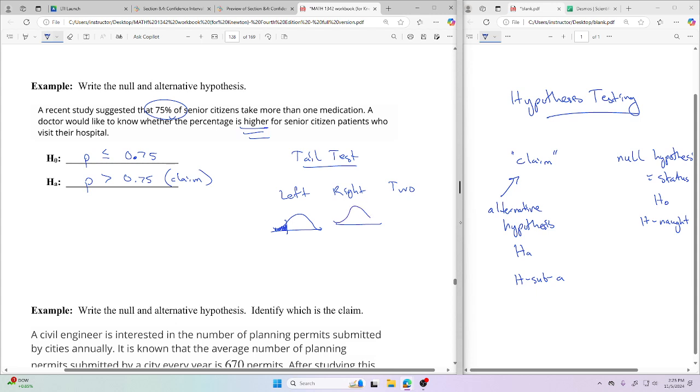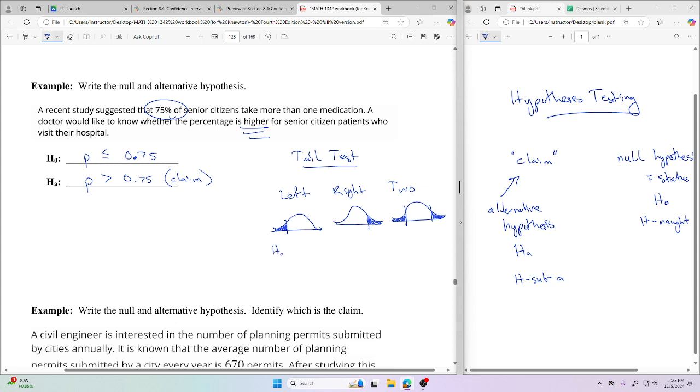A right tail test will have it on the right side. And then a two tail test has it on both sides. Oh my gosh, you already know. How did you already know? Okay, this is how it works.